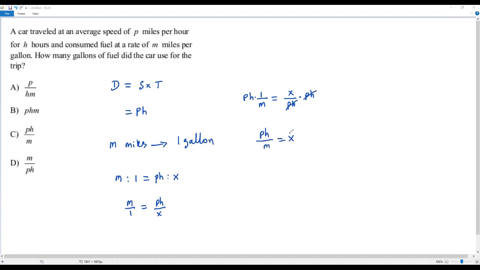Okay, here I got the number of gallons of fuel required to cover the distance of PH miles. So that is PH over M, and we find this exactly in answer choice C. The correct answer choice for this question is C.